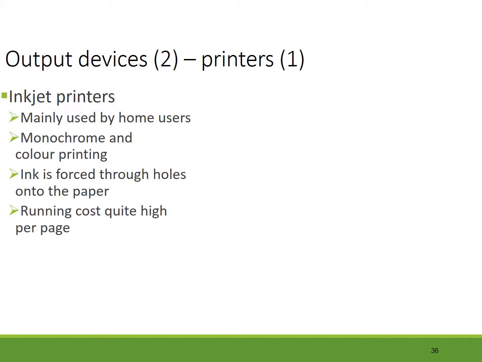Okay, printers. The most common sort of household printer would be the inkjet printer, and the great thing about it is that you can do both black and white and colour printing, and the ink is forced through holes onto paper, squirted at the paper in little tiny dots. It's very, very cheap to purchase an inkjet printer, but the running costs, or the cost per page, can end up being quite high. One thing to be aware of is once you've opened an ink cartridge, it will dry up within 6 months, regardless of whether you use it or not. So don't be too miserly with the ink cartridge.